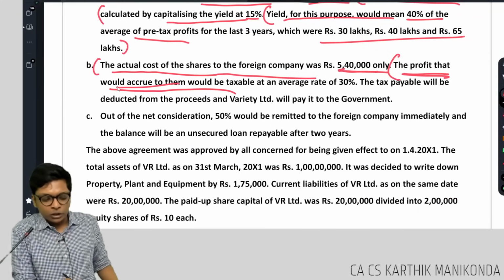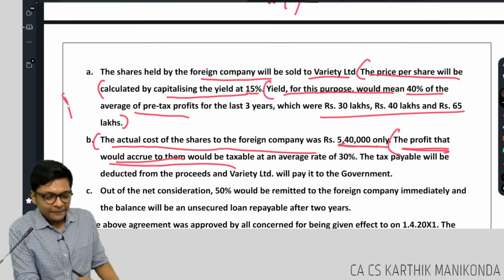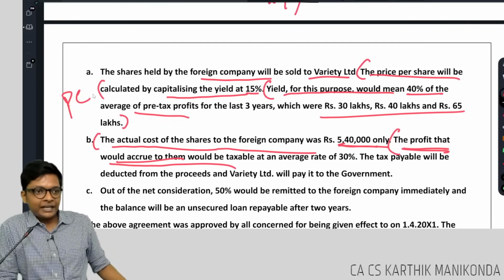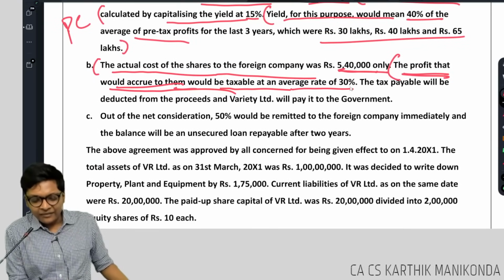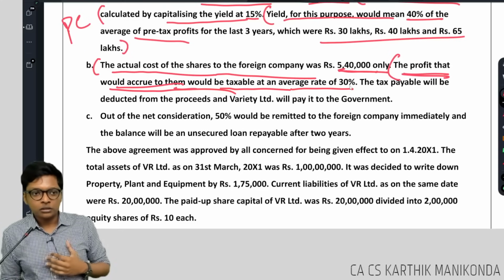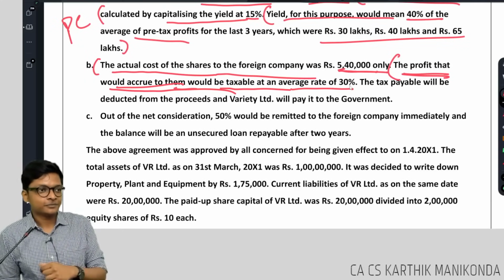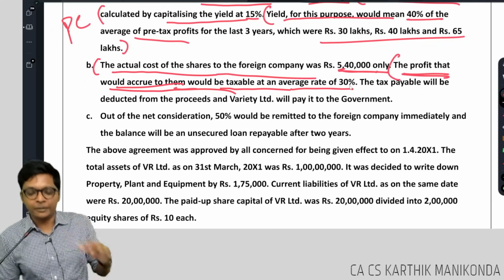The profit that would accrue, how will I find profit? Above step I will compute PC, correct? The profit that would accrue to them would be taxable at an average rate of 30%. That means what? Capital gains. Are you understanding? Capital gain taxation on sale of entity, 30%.